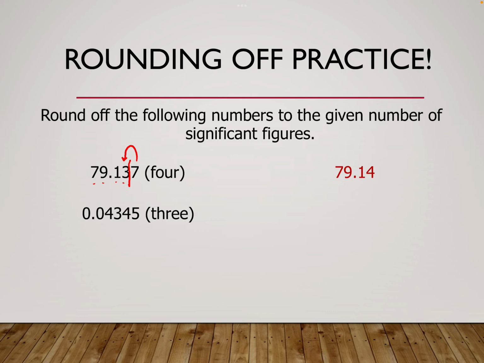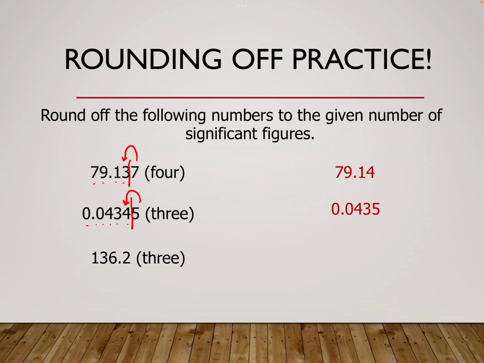This one, if we were rounding to 3 significant figures, remember, leading zeros are not significant. So 3 sig figs would be 1, 2, 3. So we're going to chop it off here. Okay, that 5 is going to round the 4 up. So we get 0.0435.